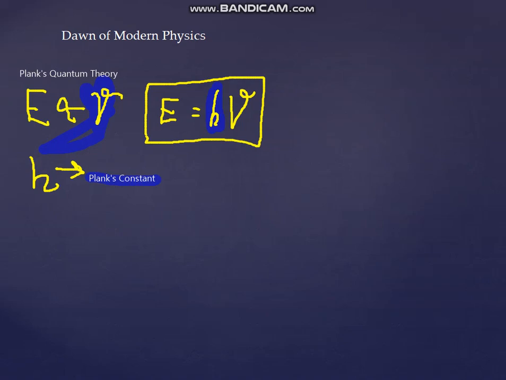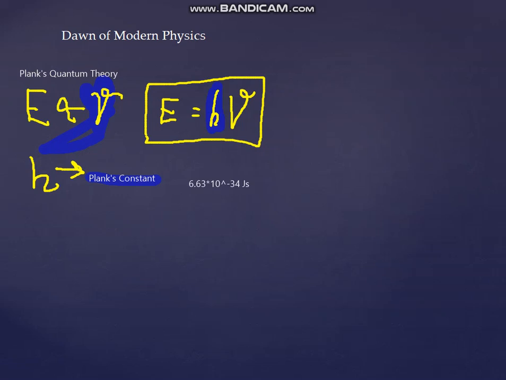Okay, the value of h is 6.63 into 10 raised to the power negative 34 joule second. I'll just write it down for you. You can note it down in your notebooks if you want to. 6.63 into 10 raised to the power negative 34. And the unit is very important: joule second. That's the unit, okay?